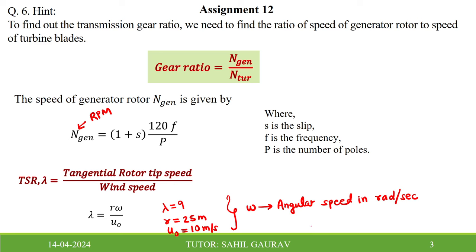So you have to find this angular speed in RPM. How will we find angular speed in RPM? You have to just convert radian and second into revolution per minute. So angular speed in RPM, upon getting omega: in one revolution, how much radian? In one revolution, 2 pi radian.